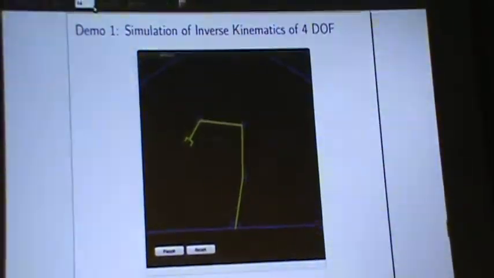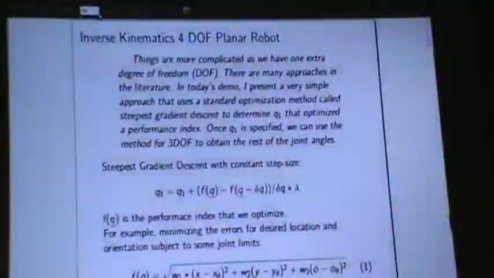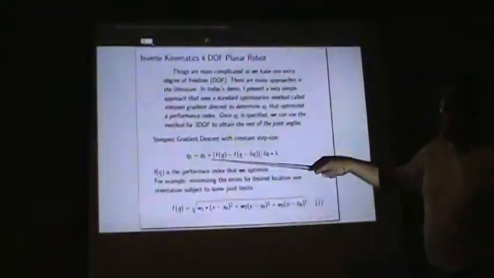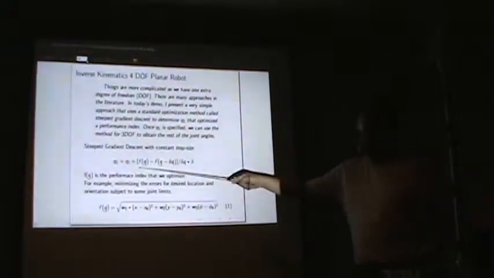Yeah, see, in this version I have the equations here, and basically I'm optimizing. This is the steepest descent that I'm using, which allows me to modify the first joint based on the gradients. This is the step size. I'm using a constant step size to move my joints around, and this is the cost function I'm trying to optimize. There's some weighting on it, so you can weight it.